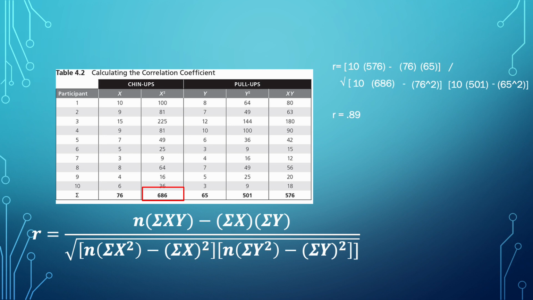And then if we calculate all of that, we'll get an R value of 0.89. Remember, the closer our value is to +1 or -1, the stronger the correlation. So an R value of 0.89 is pretty strong.